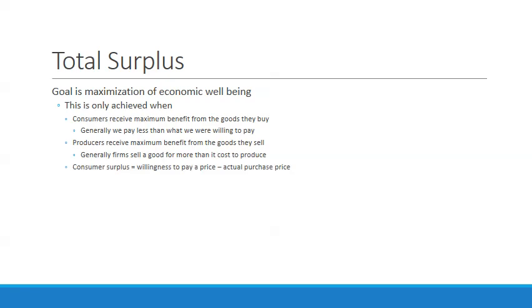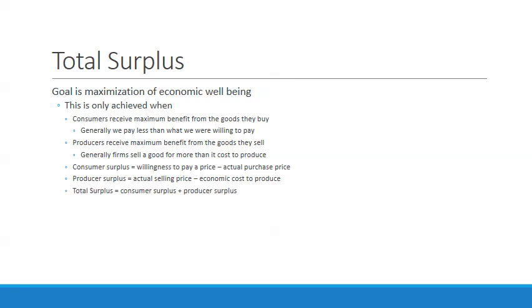So, consumer surplus is equal to the willingness to pay a price minus the actual purchase price. Producer surplus is the actual selling price minus the economic cost to produce. So for producers, you're looking for as wide a gap as possible between the selling price and the cost. From a consumption standpoint, we want our willingness to pay and the actual consumer price to be as far apart as possible as well, because the closer they are together, the more likely that the benefit we receive may not outweigh the cost.